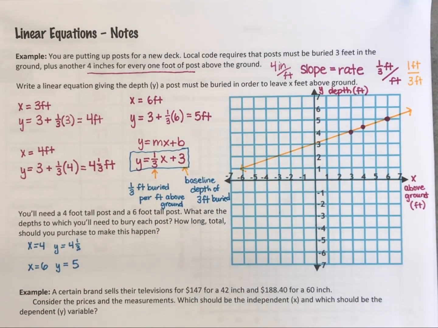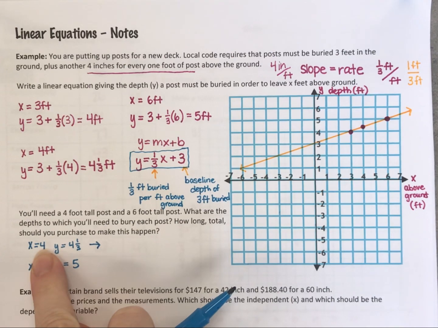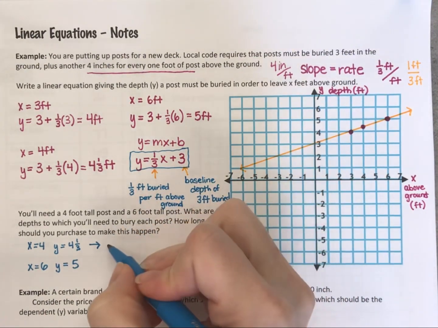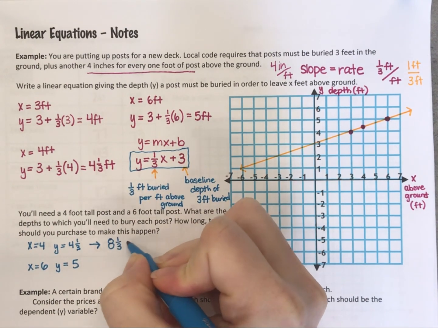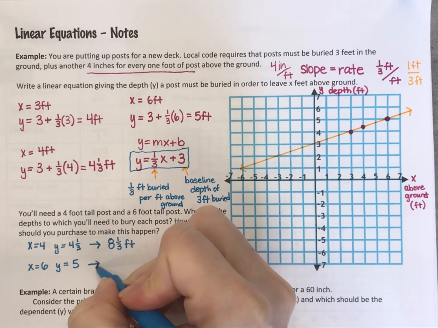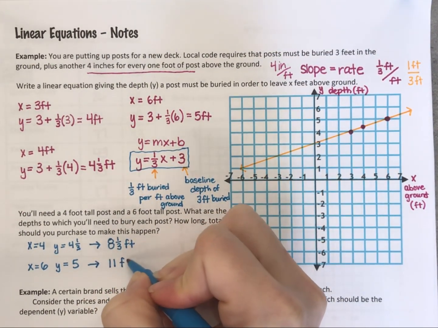And so you need to plan ahead if you're going to the store to buy the post. You can't just buy a 4-foot post and a 6-foot post. Since we're burying a bunch of it, for that 4-foot post, we'd have to buy a long enough post that we can have 4 feet sticking out and 4 1/3 feet below the ground. So we would actually need to buy a board or a post that is 8 1/3 feet long. And the same thing for our 6-foot post. Since 5 feet have to go below the ground, we're going to have to buy an 11-foot post to make that happen.